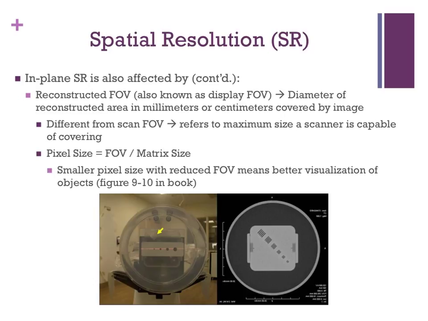Another parameter that affects spatial resolution is the reconstructed field of view. The reconstructed field of view, also known as the display field of view, refers to the diameter of the reconstructed area in millimeters or centimeters covered by the image. This is different from the scan field of view, which refers to the maximum size that a scanner is capable of covering. You often need to find the pixel size in regards to the field of view, since the pixel size is needed in order to reconstruct and visualize objects. A smaller pixel size with a reduced field of view means that there is better visualization of objects.